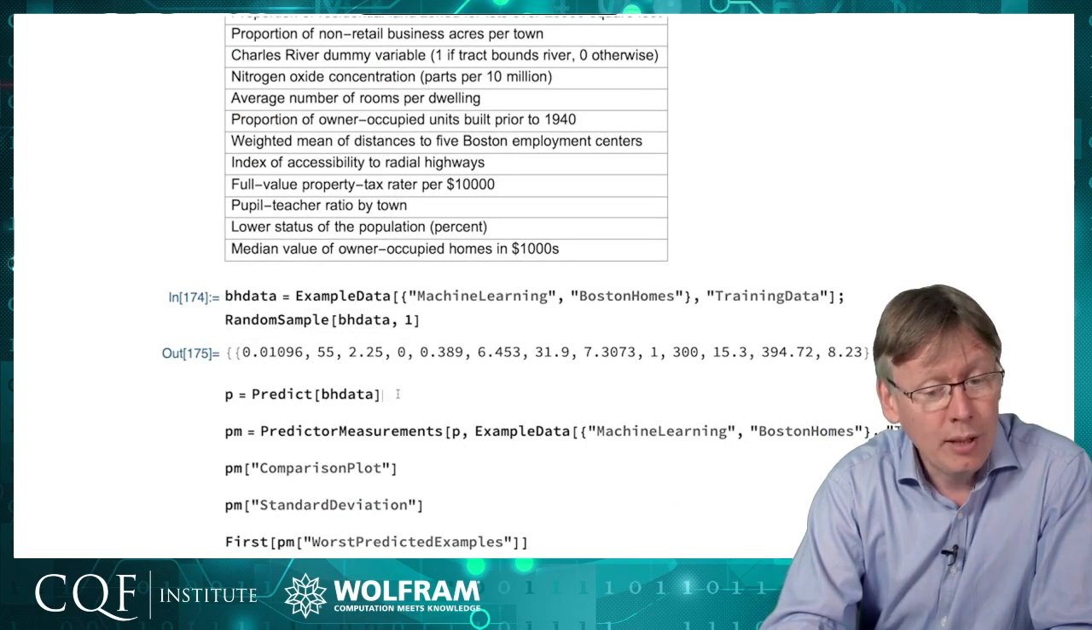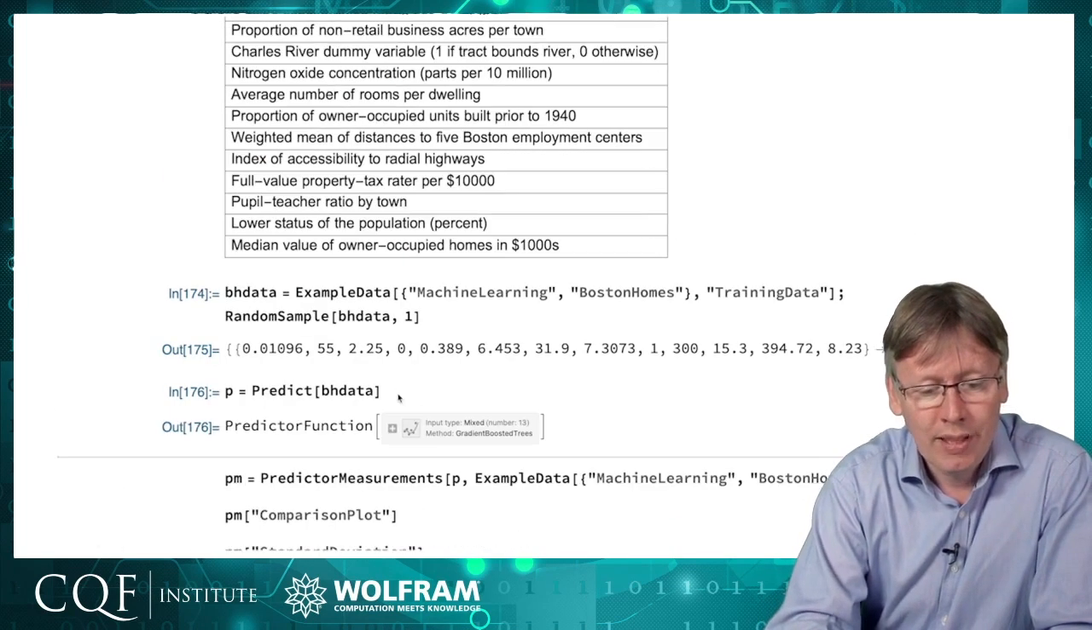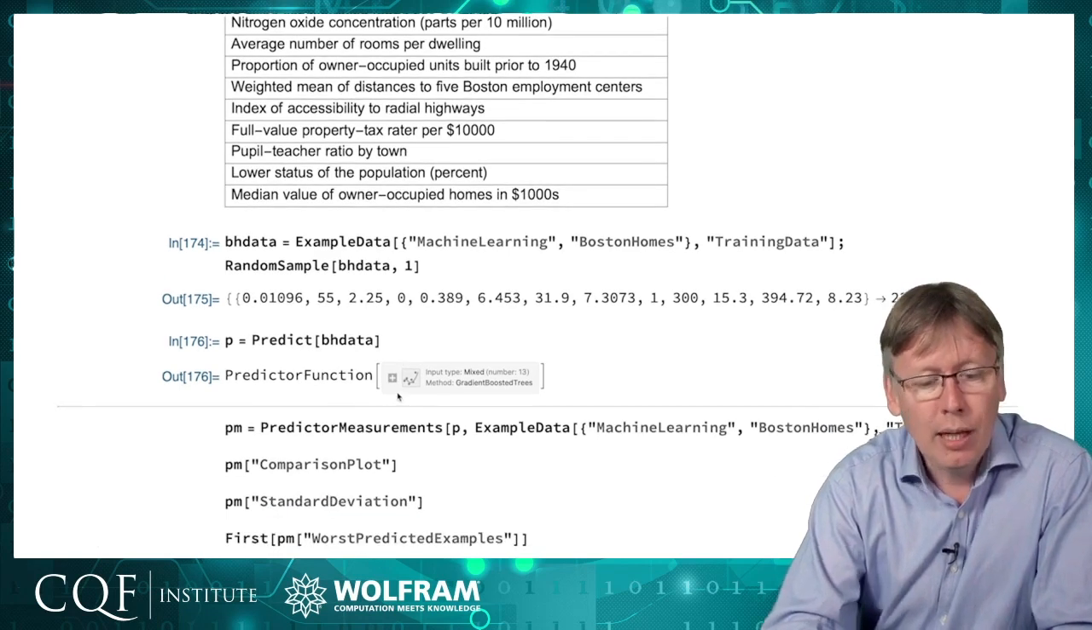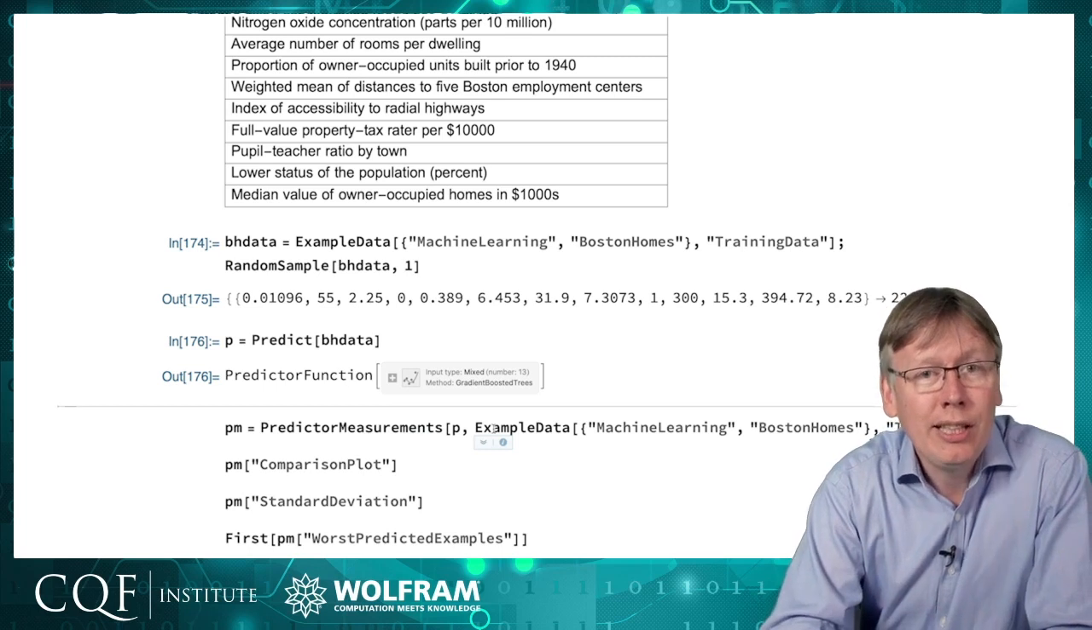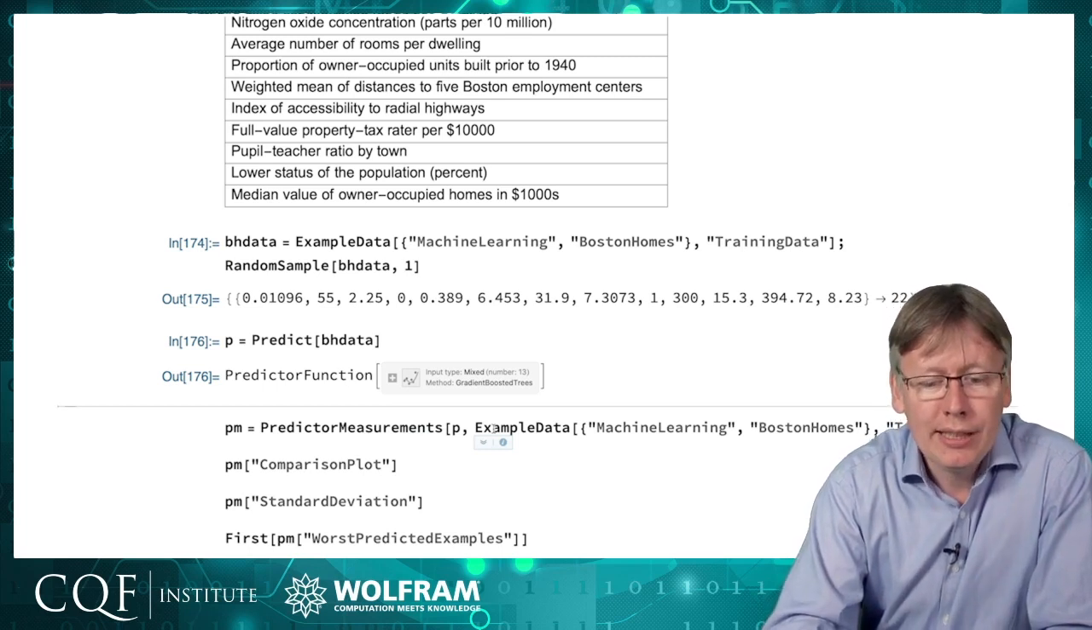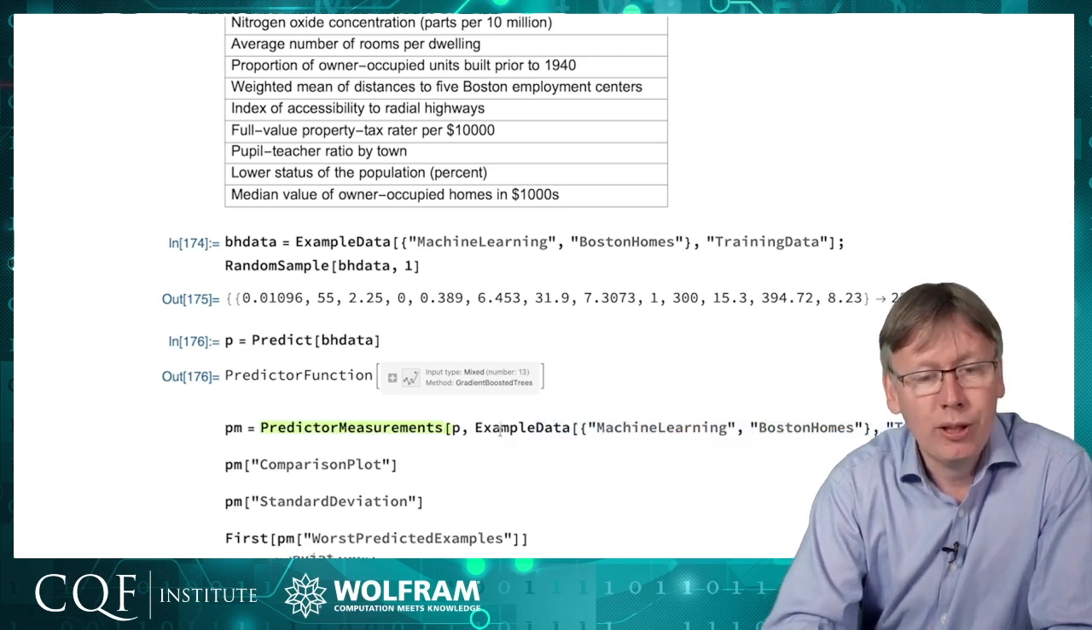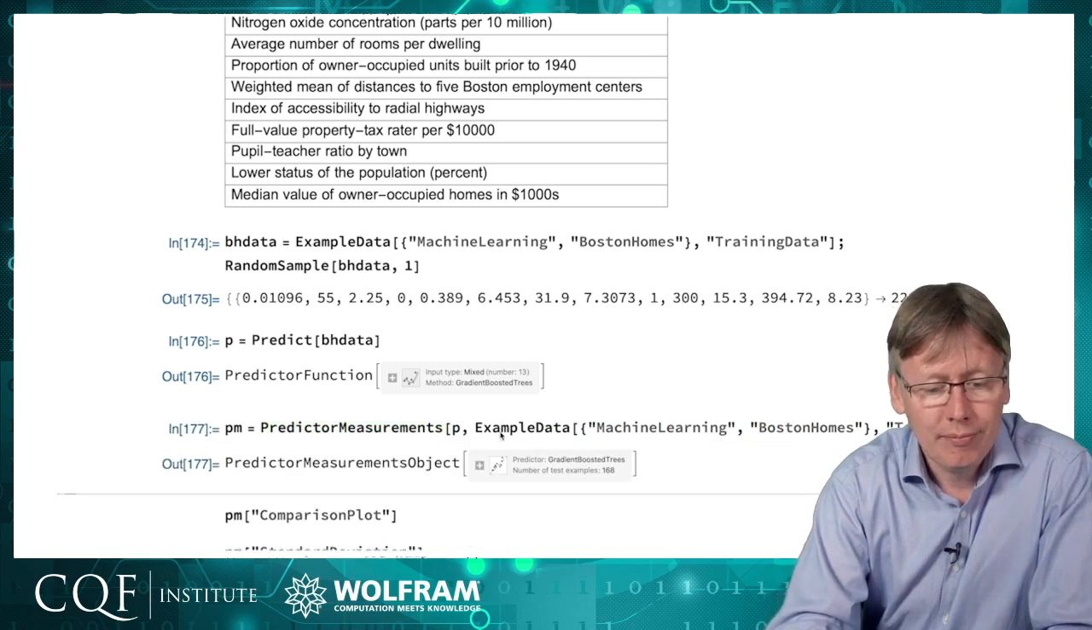We use it exactly the same way. We just say predict on that data. It builds our predictor function. And now we want to see how well that has performed. So just like with classification, we want to compare it against a test set that we held back. So we've got this test data that has unseen examples, and we'll produce a predictor out of that.